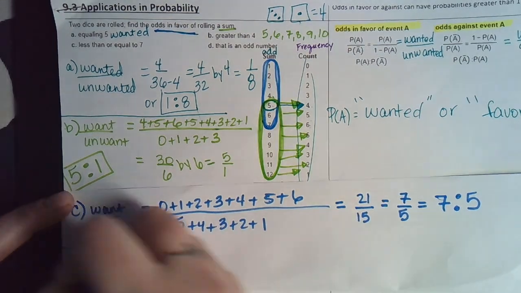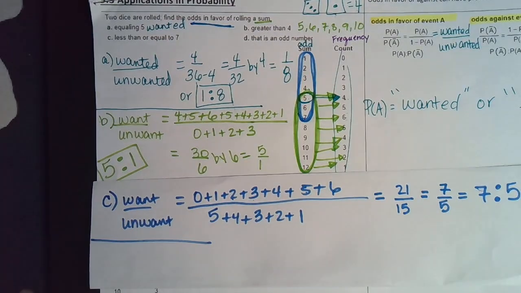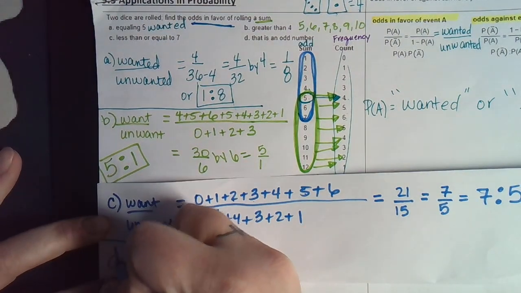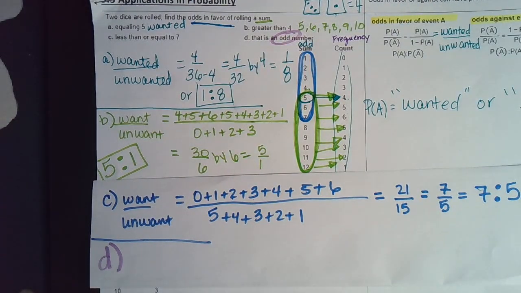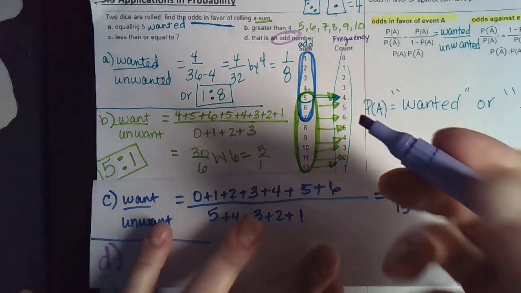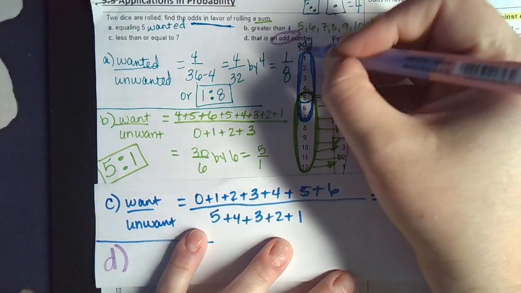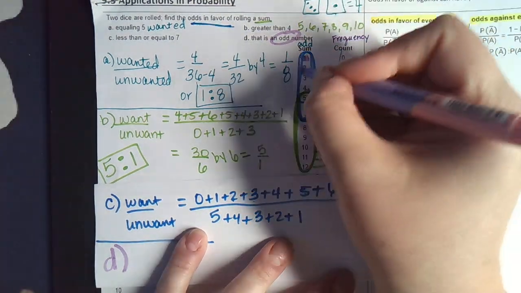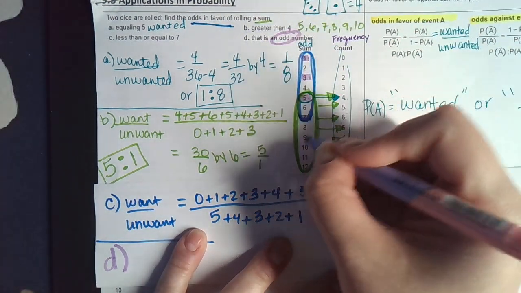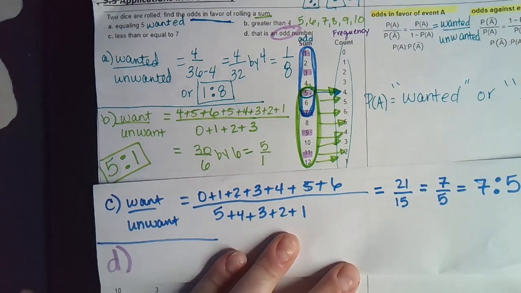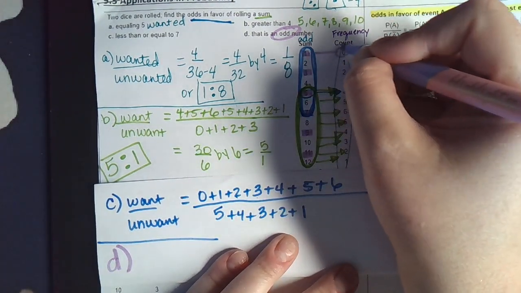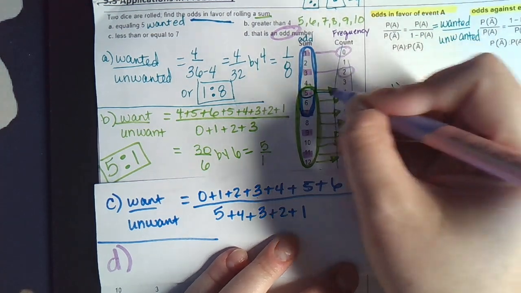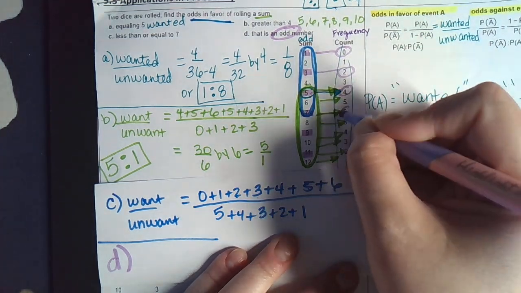Yay! Okay, let's look at part D. Part D says something about an odd number. Okay, well, where are the sums that have an odd number? Here's a sum that's odd. Number 1. 3, 5, 7, 9, 11. Okay, and you're going to add up the counts that are associated.